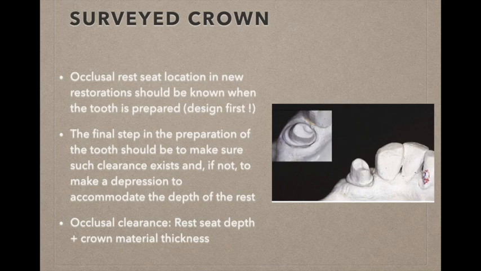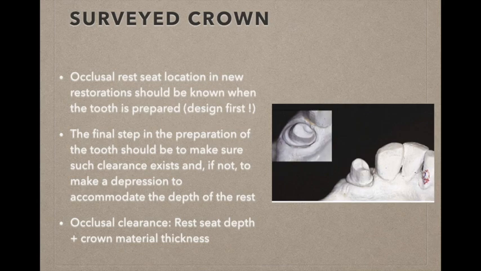So look at the picture right now. You can see on the right side, on the mesial of this premolar, they have some depression on the mesial side because they need to provide more room to get the mesial occlusal rest on the crown. And when you check the occlusal clearance, you have to know how much clearance will be needed. The width is the sum of rest seat depth plus the crown material thickness.